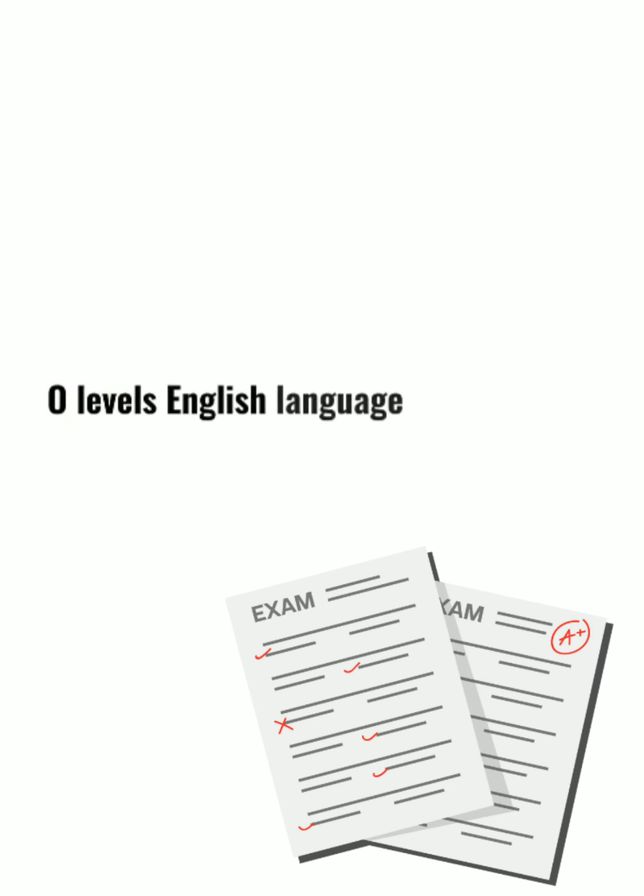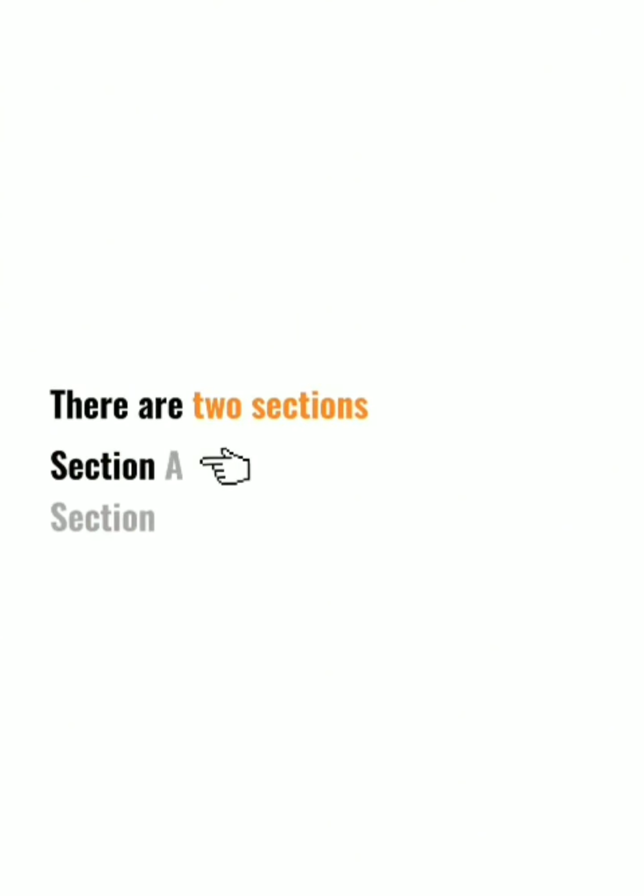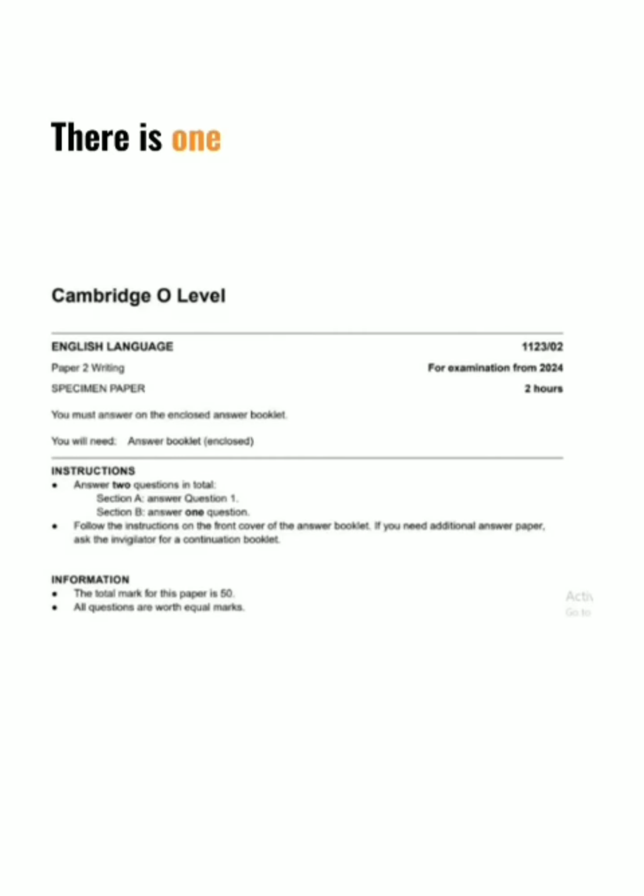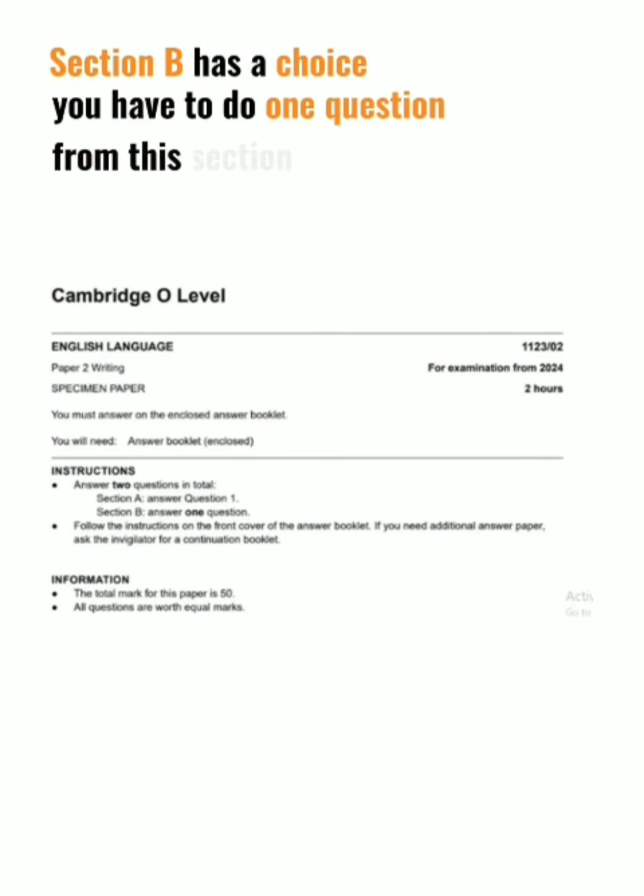O Levels English Language 1123, Paper 2. This is your writing paper and is of 2 hours. There are two sections, Section A and Section B. There is one question in Section A. Section B has a choice. You have to do one question from this section.